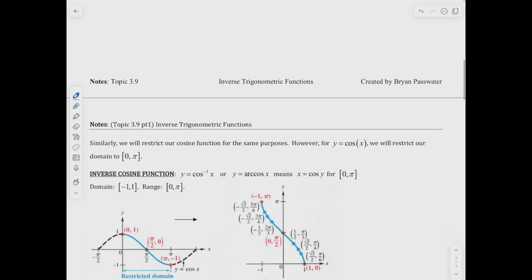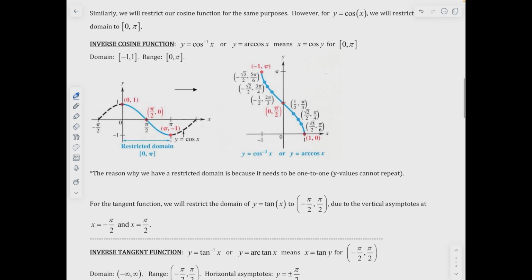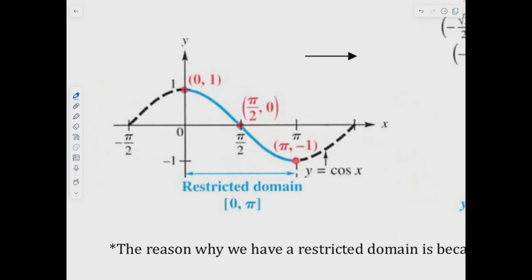Okay, turning the page, we're going to take a look at cosine. So it says inverse cosine. Similarly, we will restrict our cosine function for the same purposes. However, for y equals cosine of x, we're going to restrict the domain from 0 to pi. And the reason why we're going to do that is, if you take a look at cosine, if I try to use the same numbers for cosine as I did for sine, what you'll notice is the y values are repeating. So negative to positive pi over 2 is not going to work for us there. So what we're going to do is restrict the domain from 0 to pi.